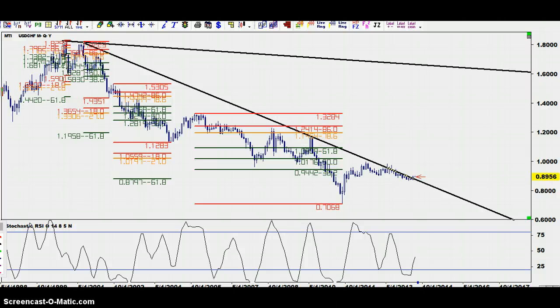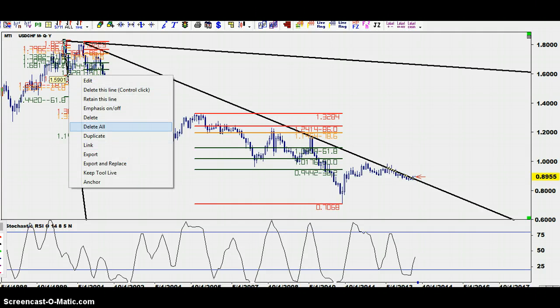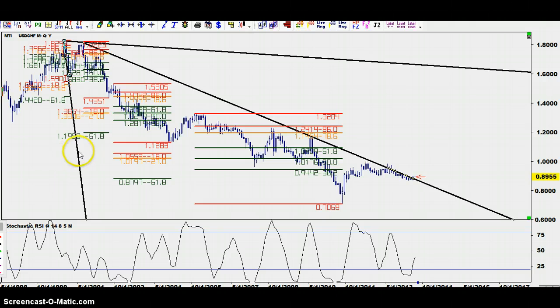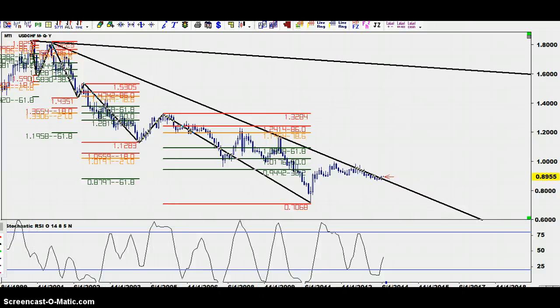Let's just mark these up. A to B, C to D, A to B, and C to D. Okay, so we know what direction this chart is going in. We can see an inner trend line. The market is sort of messing around with this inner trend line.